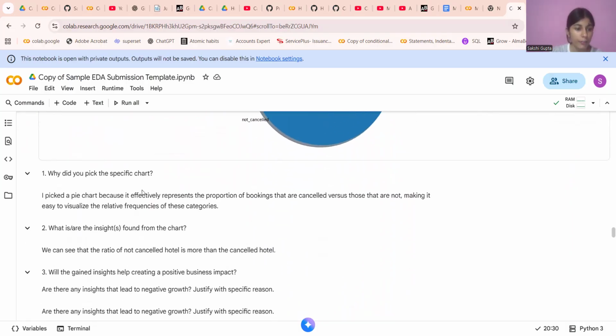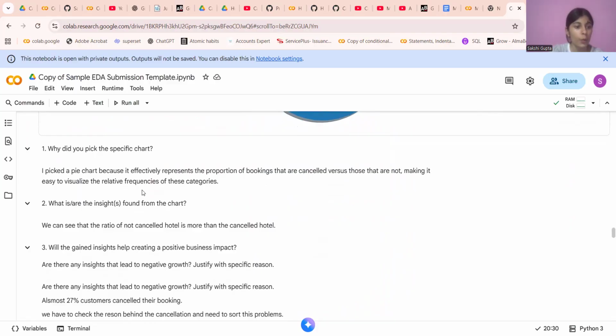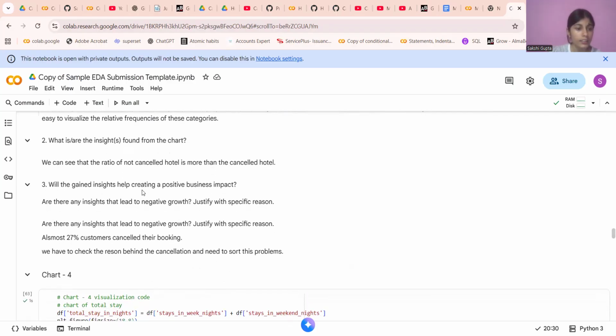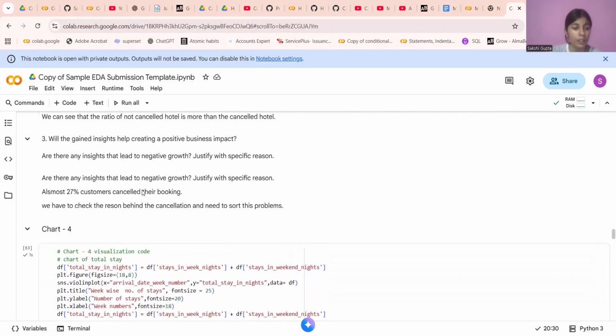The question arrived from this chart is, why did you pick the specific chart? I pick a pie chart because it efficiently presents the proportion of bookings that are cancelled and those that are not, making it easy to visualize the relative frequency of these categories. What is the insight found from the chart? We can see that the ratio of not cancelled bookings is more than the cancelled bookings.